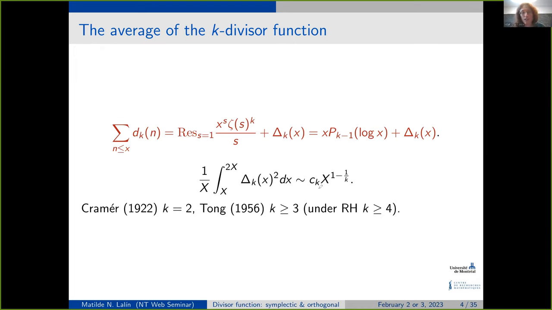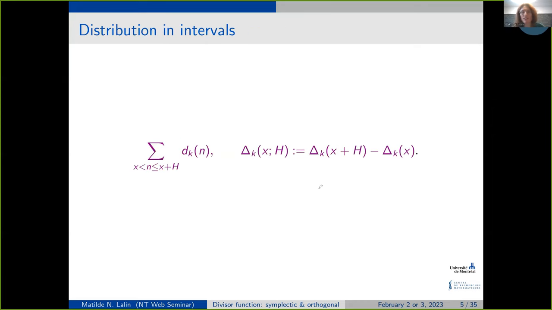Now, what I wanted to talk about today are variants of this question. The first variant that people normally study has to do with distribution in intervals, and in particular, in short intervals. What I mean by that is that instead of taking the sum over all the n less or equal than x, I take the sum on n moving in some interval between x and x plus h, and the fun thing is when h is small.